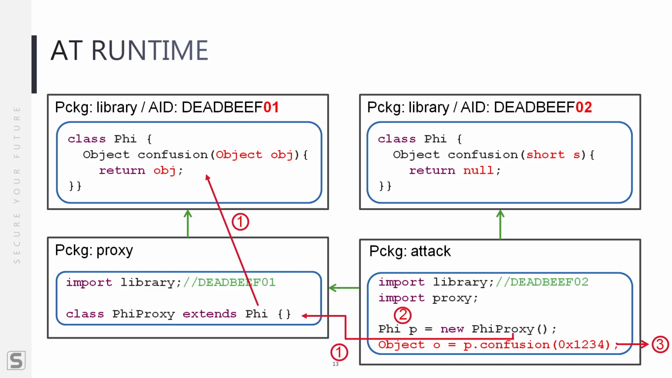Therefore, the method takes the parameter given and returns it as an object type, and the short value given as parameter is actually returned as an object reference value. Thus, when executing this piece of code, a type confusion is obtained. Also, the bytecode verifier stated that the loaded cap files are well formed.